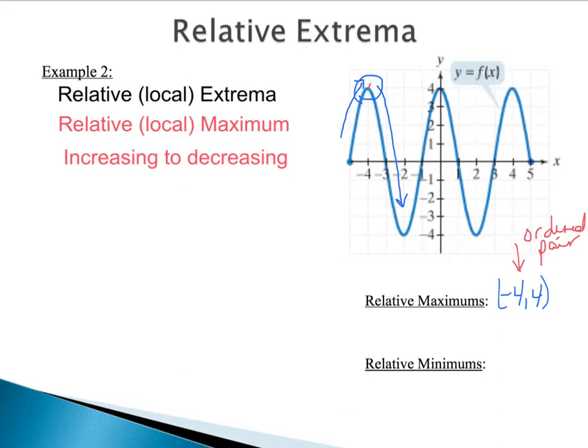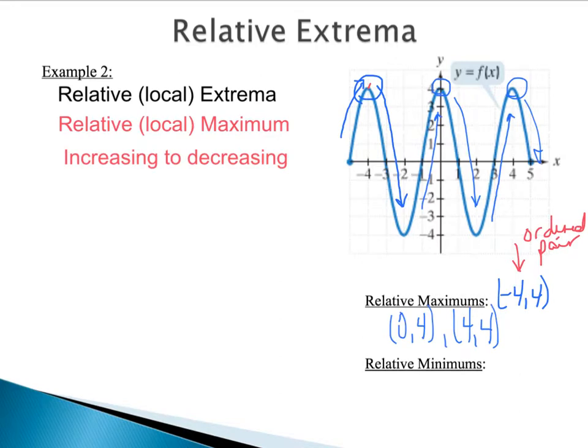So if we look again, where is the function going from increasing to decreasing? We're coming back up from -2 to 0, and then we're going back down from 0 to 2. So we can say at this point right here, we would have a relative maximum, and that would be the point 0, 4.